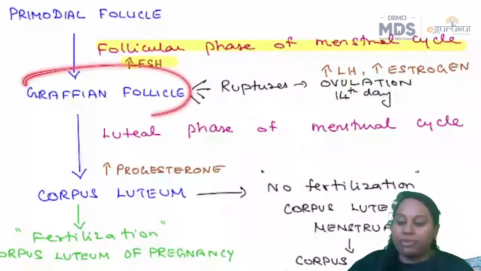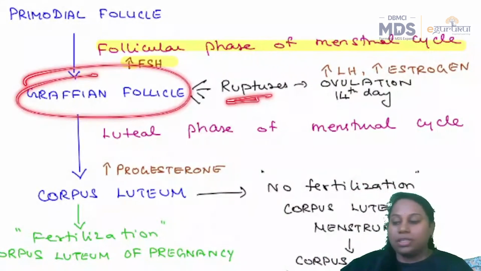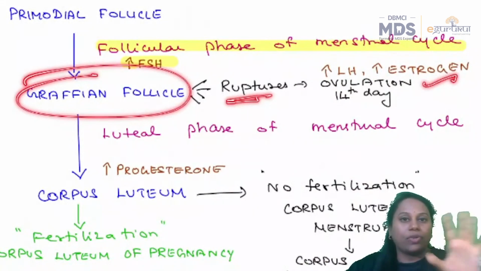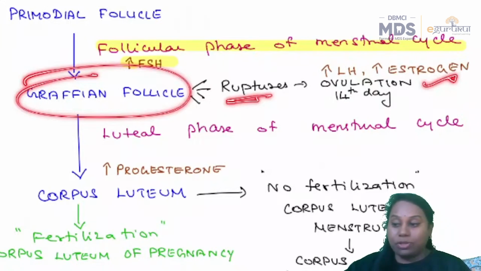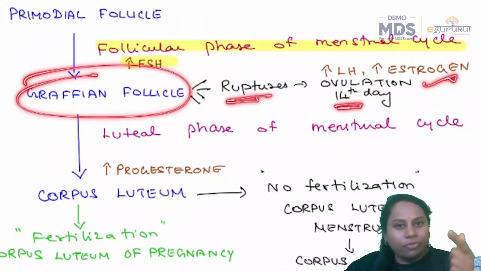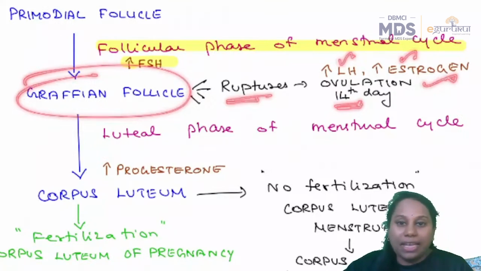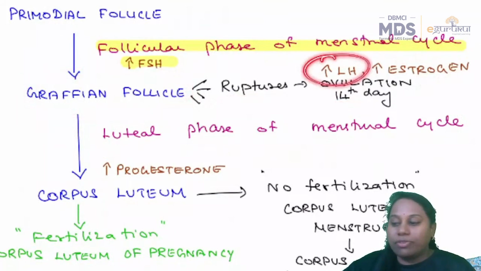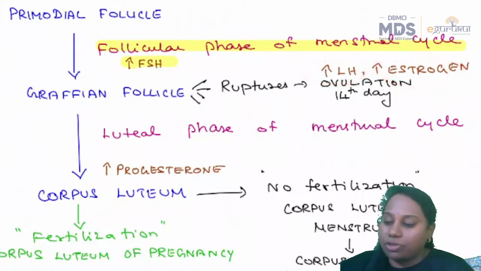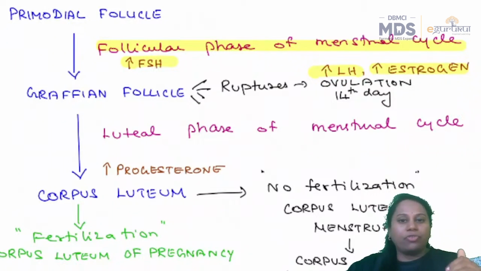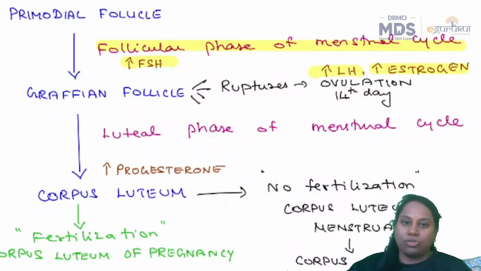Now this Graafian follicle ruptures. That is called ovulation. It is going to release the secondary oocyte. This happens on the 14th day. Just before ovulation, two hormones are increasing, luteinizing hormone and estrogen. That is called the LH surge. So during the LH surge, there is an increase in levels of luteinizing hormone and estrogen. During the follicular phase, FSH. Just before ovulation, luteinizing hormone and estrogen.